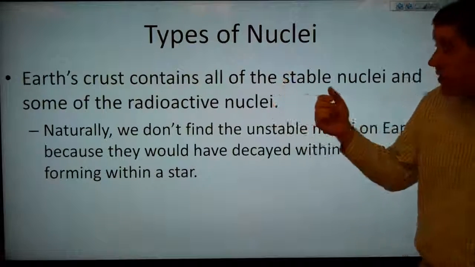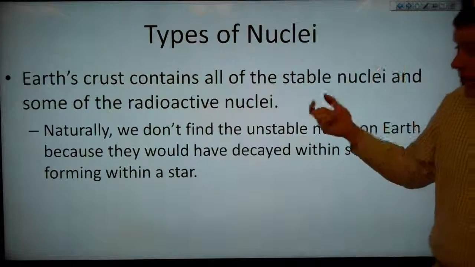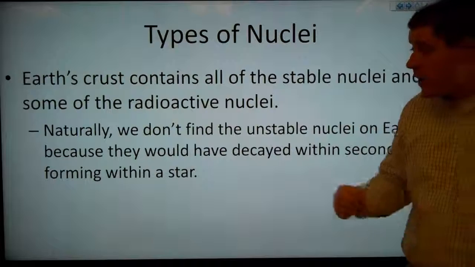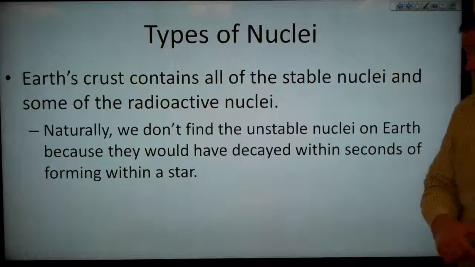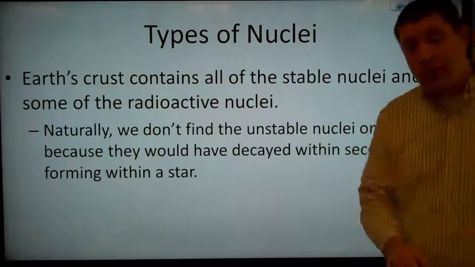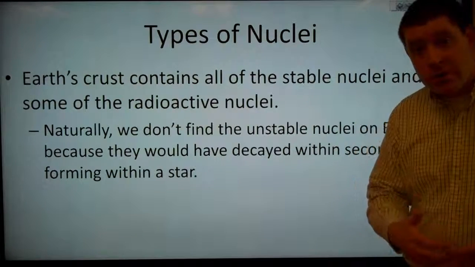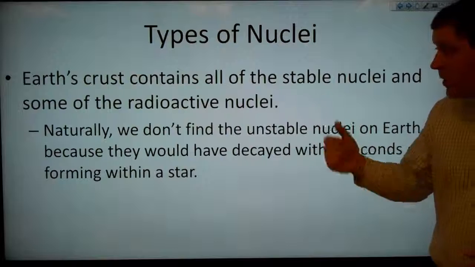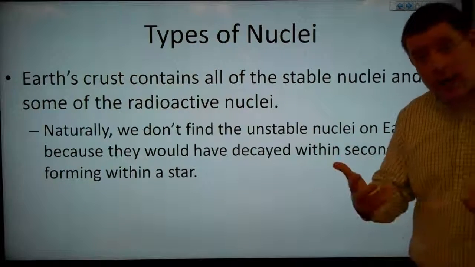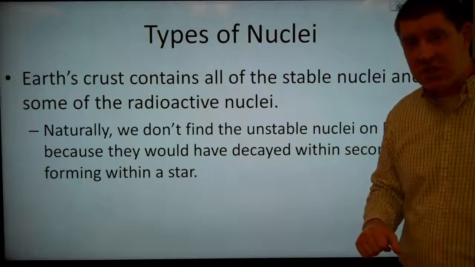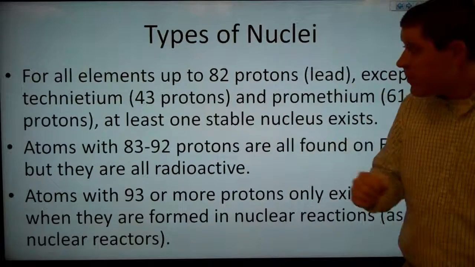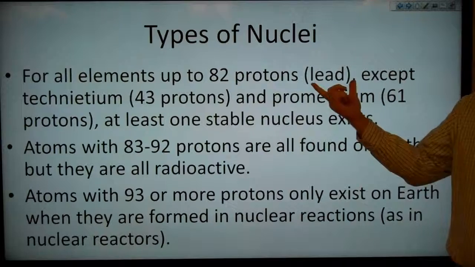So Earth's crust contains all of the stable nuclei and some of the radioactive nuclei, but naturally we don't find the unstable nuclei on Earth because they would have decayed within a few seconds of forming within a star. They basically wouldn't have even made it to Earth's surface in the first place. Every once in a while, one of the radioactive nuclei will decay, generating an unstable nucleus, and then that decays within just seconds after that. So for all elements up to 82 protons, this is lead.